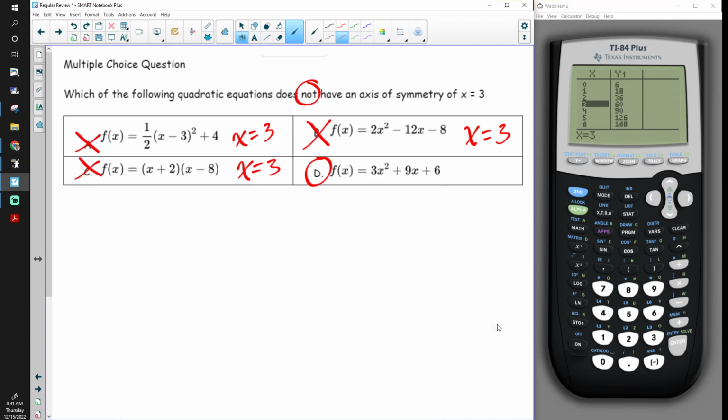Okay, so that's the multiple choice. Identical, just like this. You plug in your equations and figure out which one does not have the axis of symmetry. Type it in, go to your table, and so on and so forth. Alright, so let's do a full free response problem.